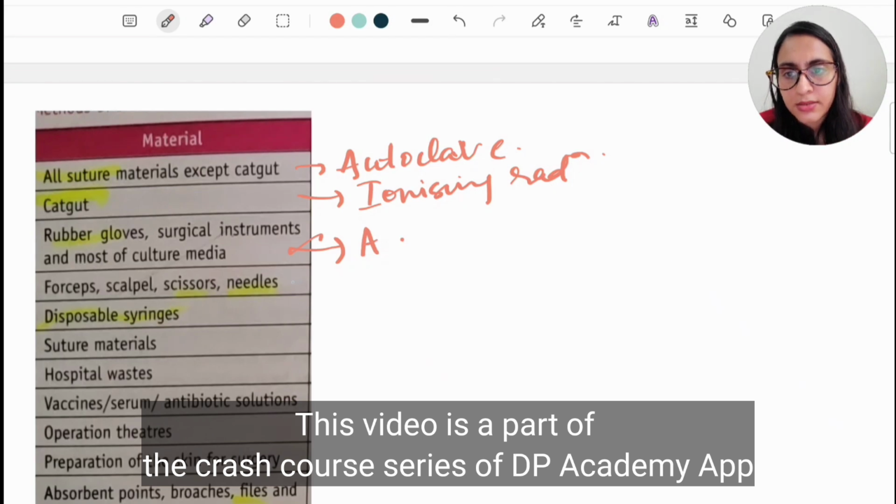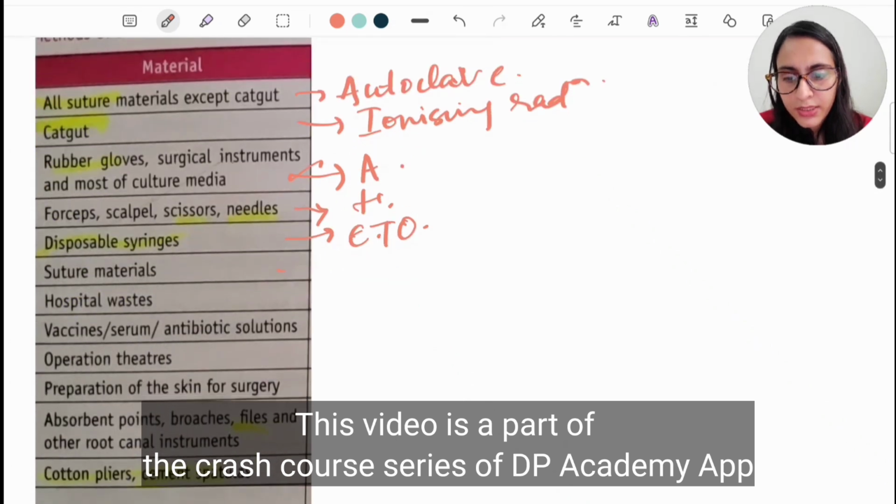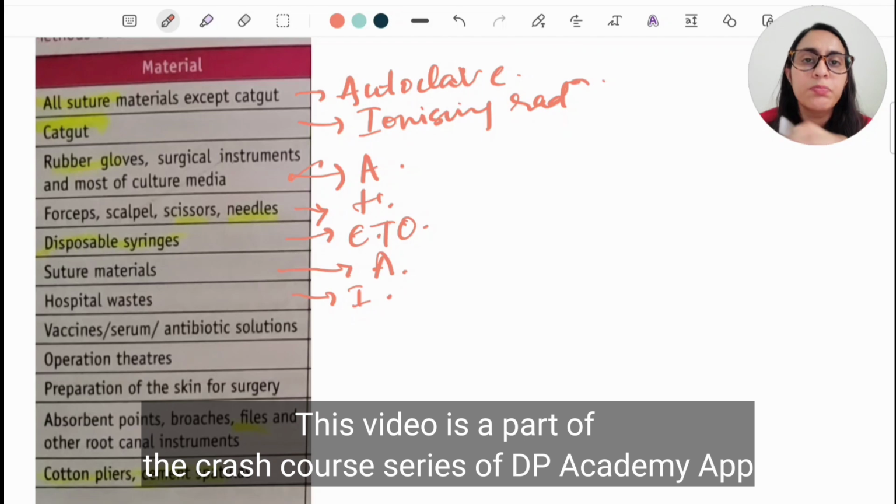Forceps, scalpel, scissors, needle. All these are the pointy surgical instruments. For these we use the hot air oven. Disposable syringes, we use ethylene oxide gas. And for suture materials, we use the autoclave except the catgut. For catgut we use ionizing radiation. Hospital waste, incinerate. We burn all the hospital waste, incineration.